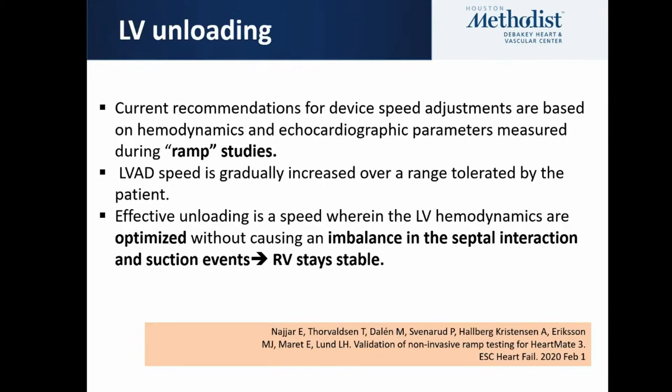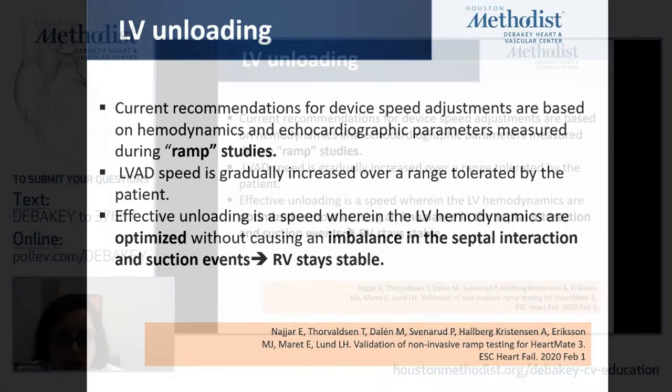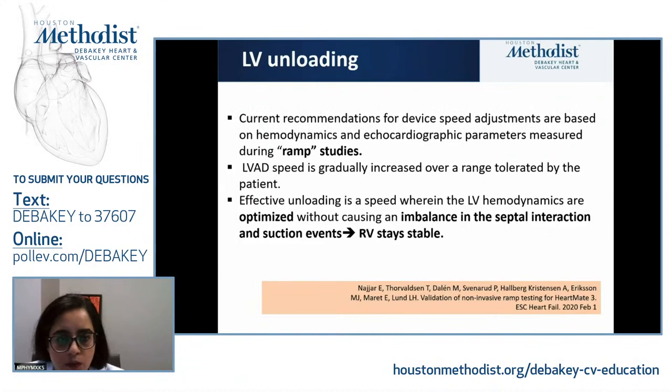Now, what is LV unloading? The question that I had asked in the first slide. Basically, what we really do in the cath lab and the echo lab is that we do concomitant hemodynamic and echocardiographic parameters, and we do what is called a RAMP study, where we gradually increase the speed of the LVAD to see if, one, the patient can tolerate it, two, if it can normalize the hemodynamics in the patient. Effective unloading is where the LV hemodynamics are optimized, meaning that your wedge is normal, your cardiac output is optimal, without causing an imbalance in the septal interaction that I talked about earlier, which is the interaction between the RV and LV and the relative direction of the septum.